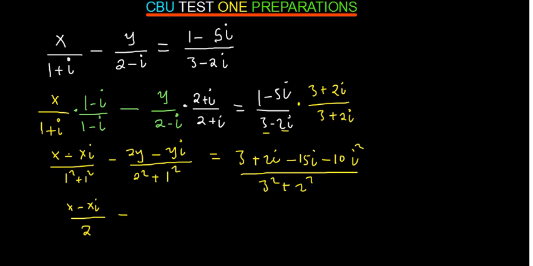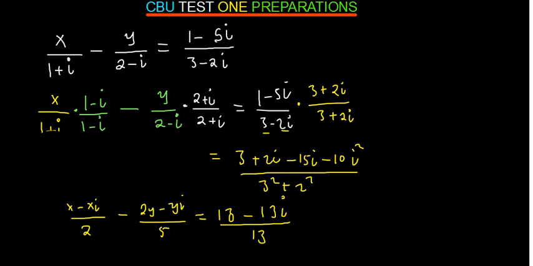Then minus, we have 2y minus yi divided by 2 squared, which is 4, plus 1 squared, that is 1. That is going to give us 5. We know that i squared is negative 1. Negative 1 times negative 10 is going to be a positive 10. Plus 3, that is going to be 13. And then 2i minus 15i is going to be negative 13i, divided by 3 squared, 9, 2 squared, 4, 9 plus 4 is 13.